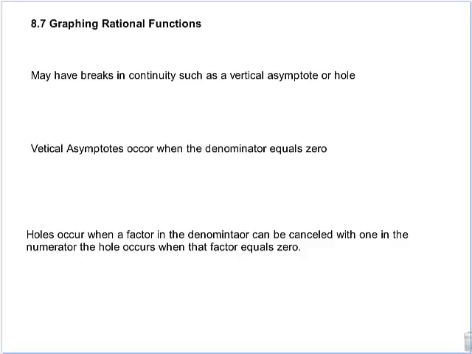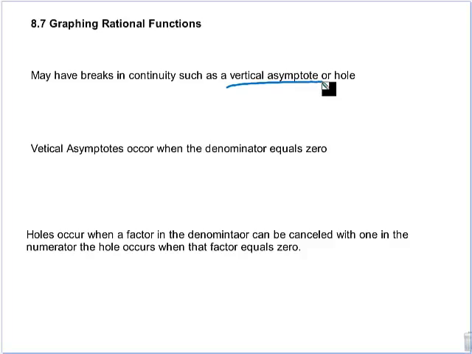Graphing rational functions. So we have fractions, rational expressions, right? They have denominators. But what number can our denominator not be? Zero. We can't have a zero in the denominator. Why? We can't divide anything by zero. So graphing rational functions, we get breaks in continuity, like vertical asymptotes and holes, if we have a zero in the denominator. So we need to know what a vertical asymptote and a hole is.